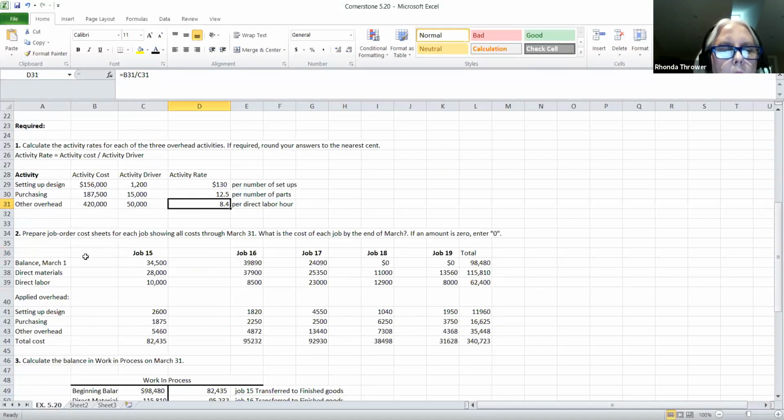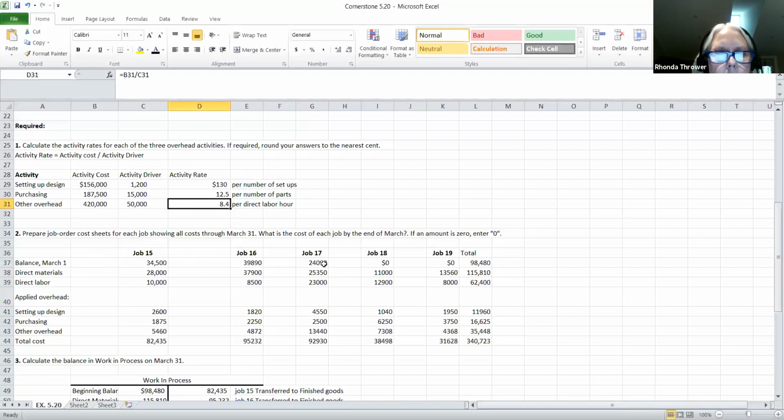So in part 2, they want you to prepare the job order cost sheets for each job, showing all the costs through the end of the period, which is March 31st. And they also want you to show what is the cost of each job by the end of March. And if an amount is 0, you're going to put 0 in there.